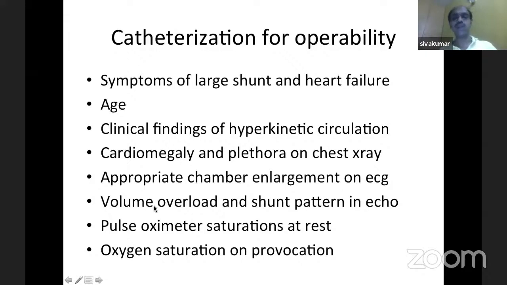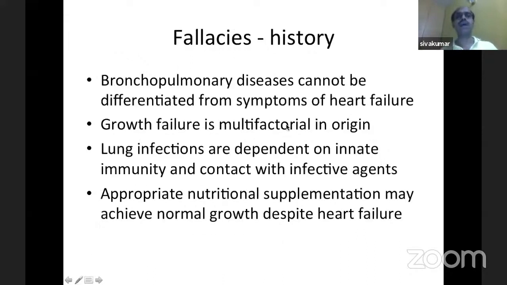Echocardiogram, look at the volume overload. LA and LV are dilated in VSD, they are operable. Pulse oximeter saturation, no desaturation. And oxygen saturation on any sort of provocation, whether it is exercise, no desaturation. This is generally considered operable. However, we need to understand fallacies.